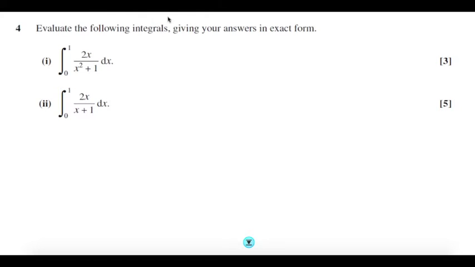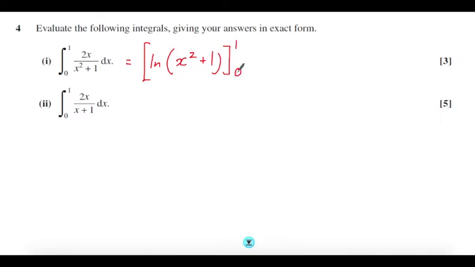Right, question 4, so we've got a couple of integrals. They look very similar, but you notice there are different numbers of marks here. Evaluate the following integrals, giving your answer in exact form. If we look at this one, you need to spot that the top of that is the derivative of that. If you get a fraction where the numerator is the derivative of the denominator, then you know the answer is going to be ln of the denominator, so ln of x squared plus 1 in this case.